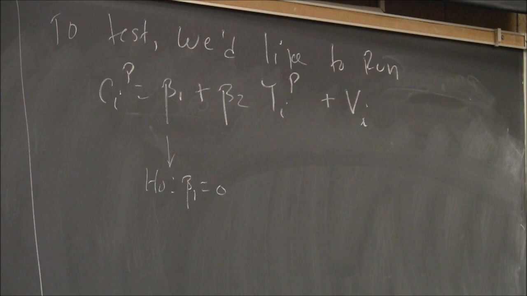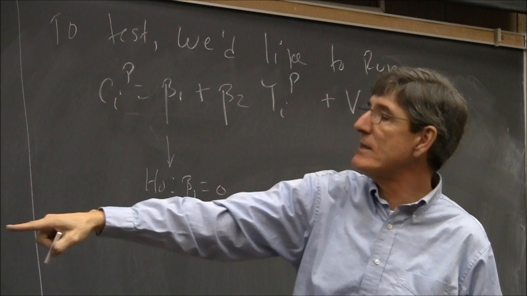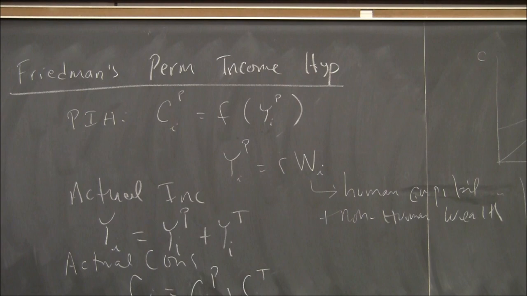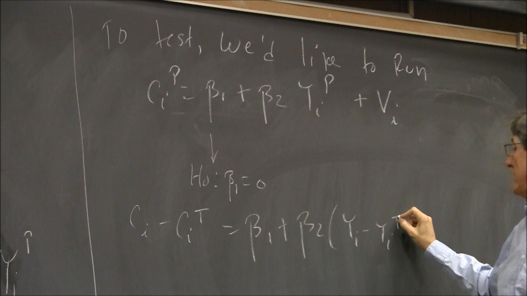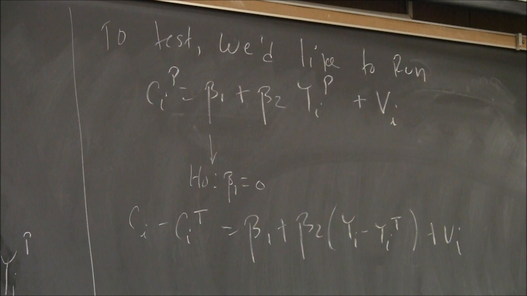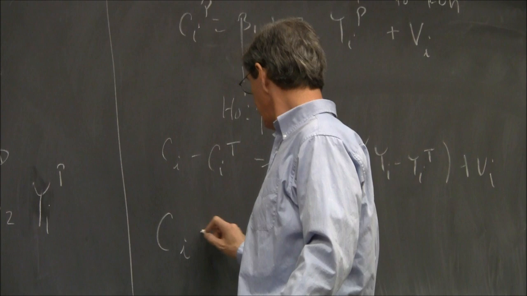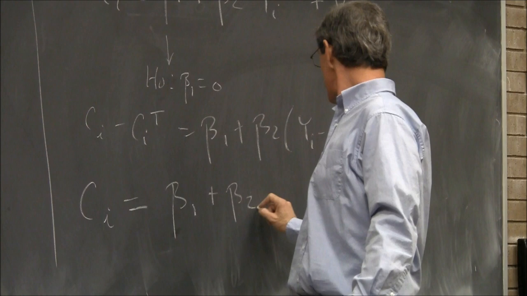But what if we use actual data here? So you look over there, CIP is just CI minus the temporary, YIP is YI minus temporary. So what you'd really be running is CI minus CI temporary is beta 1 plus beta 2 times YI minus YIT plus DI. So let's isolate the regression we'd actually end up running if we regressed YI on CI. So if we just solve this, we get CI equals beta 1 plus beta 2 YI. So that's part of the regression.